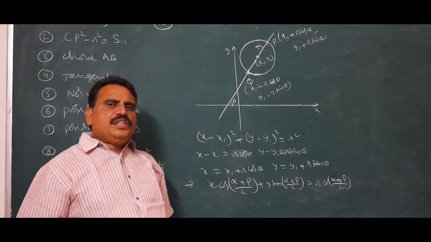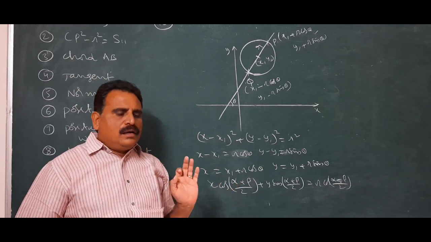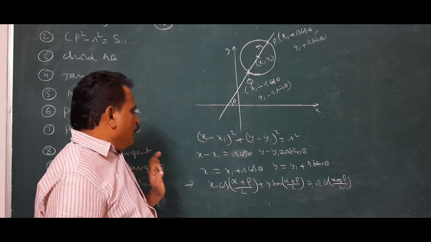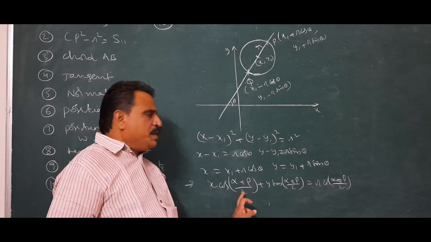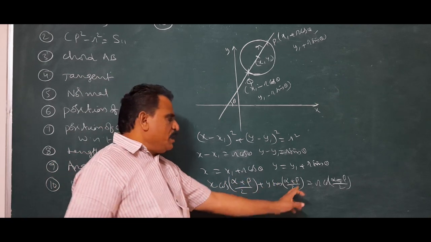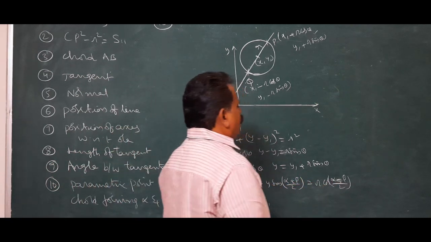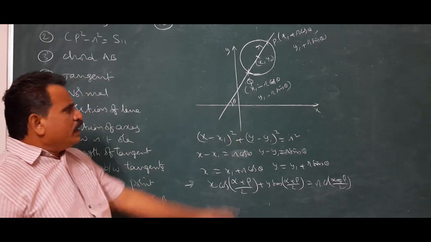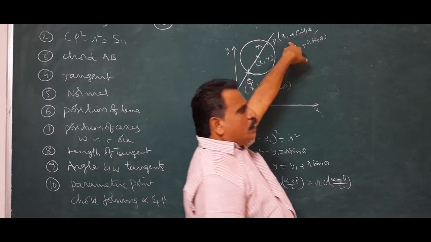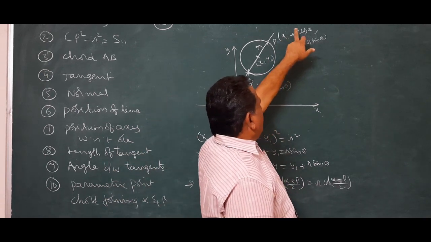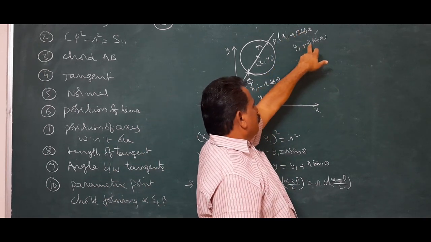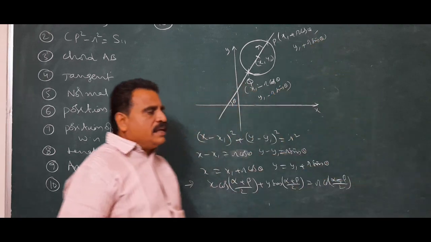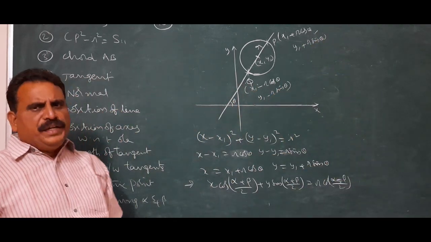Equation of the chord joining the points alpha and beta is x cos (alpha plus beta by 2) plus y sin (alpha plus beta by 2) equals r cos (alpha minus beta by 2). Alpha and beta mean the point theta. Alpha means x1 plus r cos alpha, y1 plus r sin alpha, and in the same way beta.